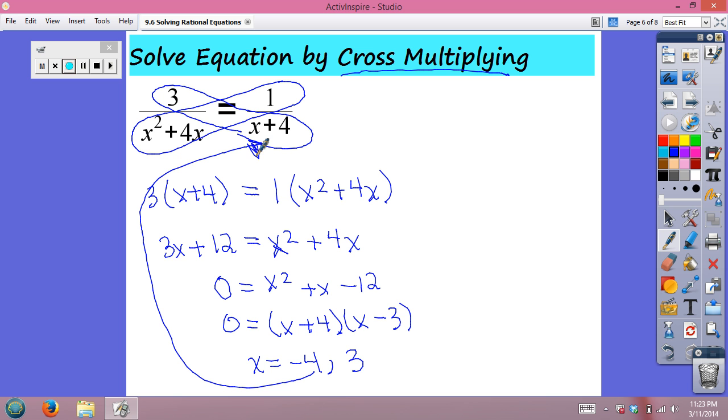Because if we plug negative 4 in, we're going to get a 0 here. So we know that negative 4 is extraneous, because we can't have 0 in the denominator. And if we plug 3 in, we're going to be okay. So our only solution to this equation is x equals 3.